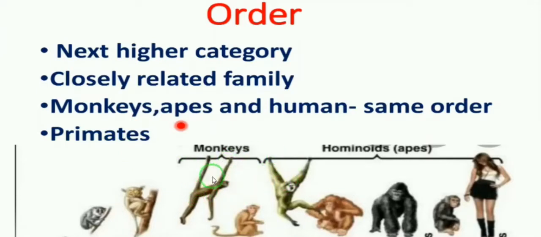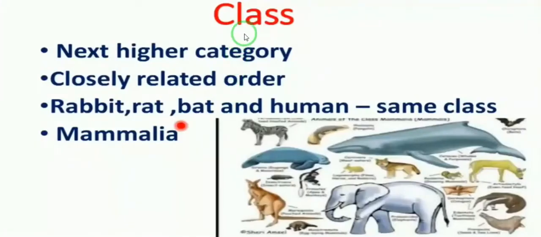Understand, children? So the next one is class. It is the next higher category. Related or similar orders together form a class.